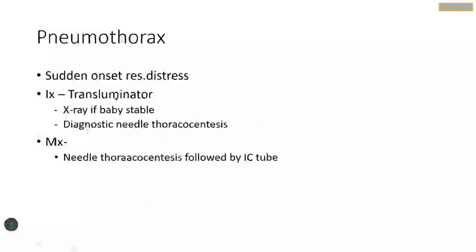I think I haven't put the picture. You can see it in Google. So brilliant transillumination will be seen at the site of the pneumothorax. But usually we don't do the transillumination at the ward. In clinical suspicion, we go for the needle thoracentesis followed by the IC tube. That is the management for the pneumothorax.